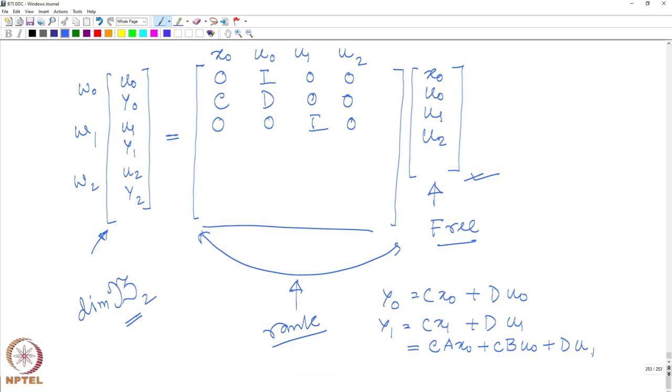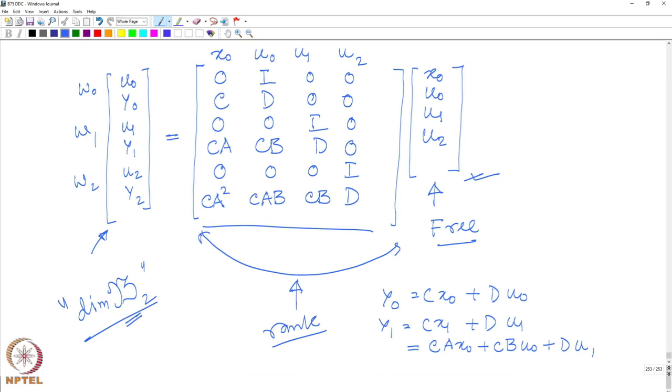So, that means this is going to be CA, CB and D and 0. That is my u1. What is u2? 0 0 0 identity. And what is y2? Let me just write it down. This is going to be C A squared x0, then C A B u0, then C B u1, and then D times u2. So, that is the matrix. In order to get the dimension of B2, all I need to do is find out the rank of this matrix.